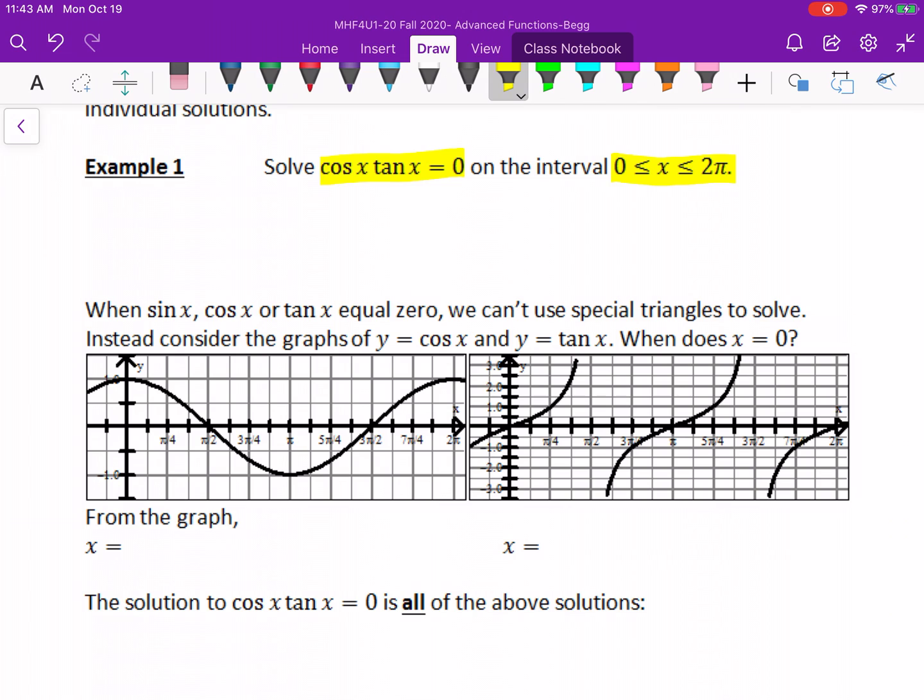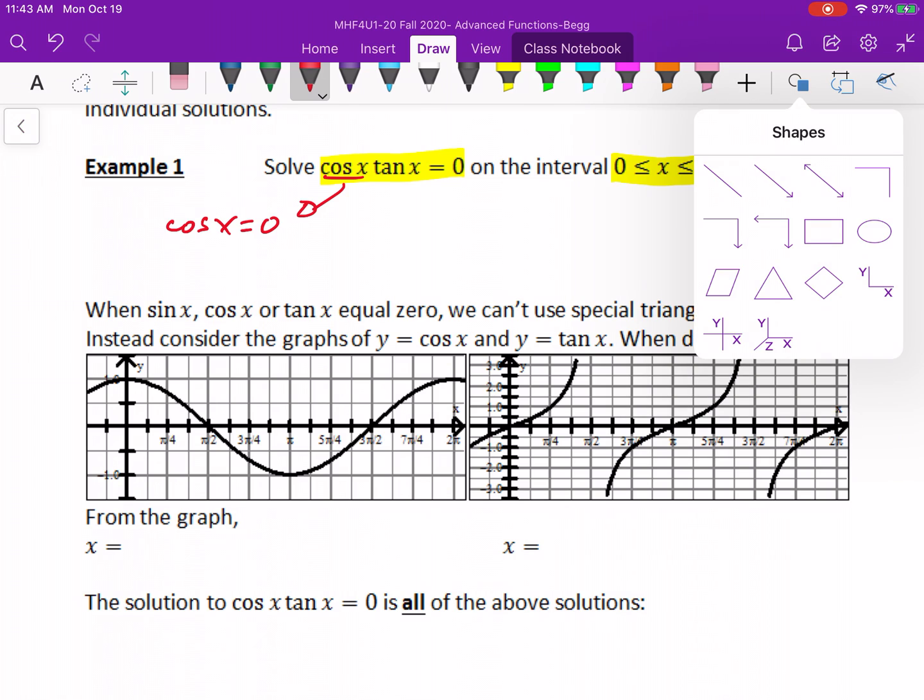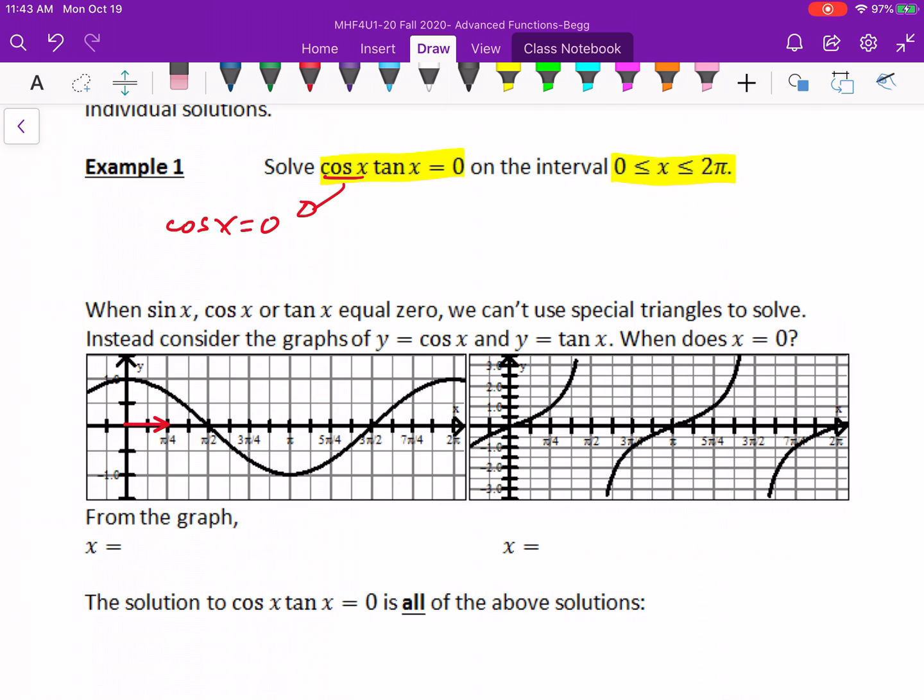So we set each factor equal to 0. If I take cos x and set that equal to 0, I just need to then solve cos x equals 0. And that means that it's easy enough to see this on the graph, so that's why we have the graph here. When cos x equals 0, that's right on the x-axis. So between 0 and 2 pi, this cos x graph hits y equals 0, or cos x equals 0 twice. Once at pi over 2, that's this one, and then another time at 3 pi over 2.